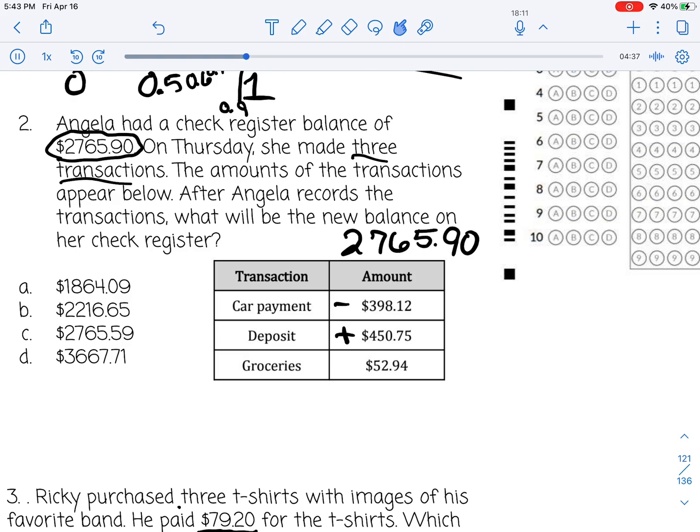Groceries, is she buying groceries? Would that go out of her balance? Would that be subtracting out or adding? I would be subtracting that. Okay. So what I want to do here is I could take these 2 balances right here, add them up and then subtract them from her balance right here.